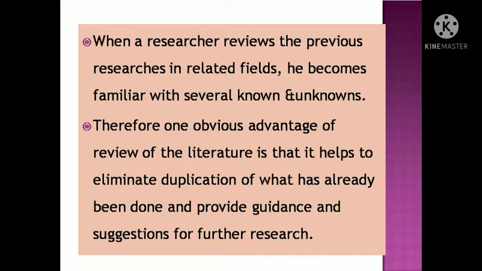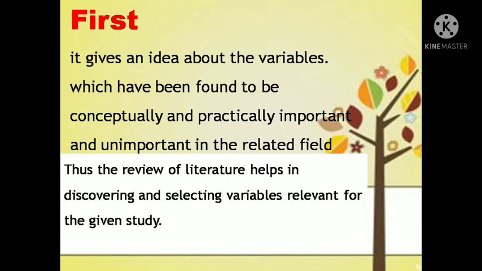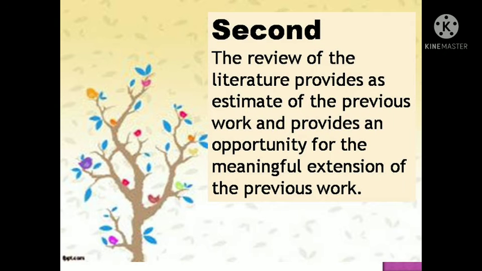The main purposes of review of the literature. First, it gives an idea about the variables which have been found to be conceptually and practically important and unimportant in the related field. Thus, the review of literature helps in discovering and selecting variables relevant for the given study. Second, the review of the literature provides an estimate of the previous work and provides an opportunity for the meaningful extension of the previous work.